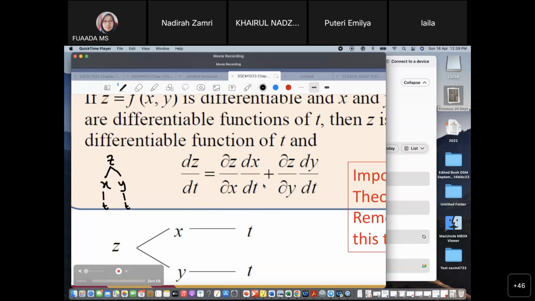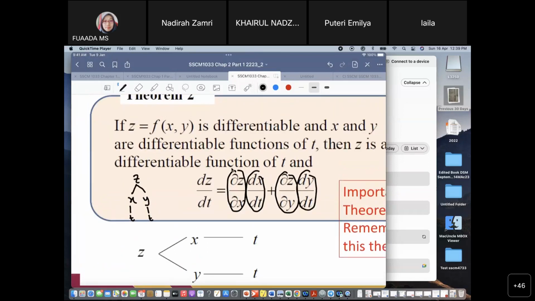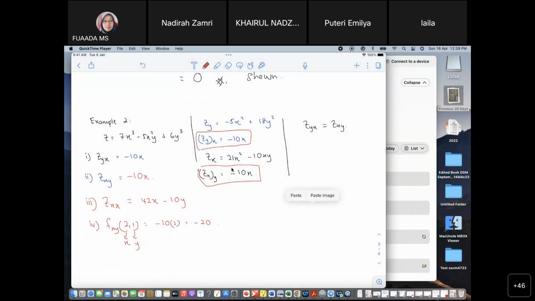So how can we have this one? Kenapa ada darab? Ni darab, ni darab. Ini Z, ini dengan ini dia darab. Tambah yang ini dengan yang ini dia darab. Okay, itu maksud saya. So macam mana kita dapat formula tu? Saya gunakan ni lah tu. Senang saya nak explain.